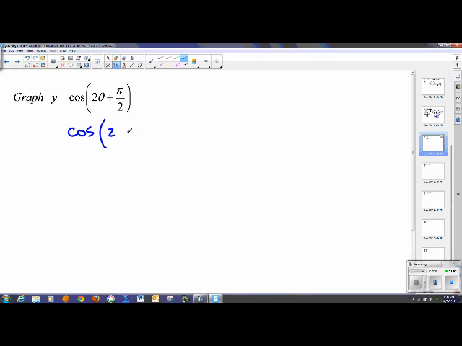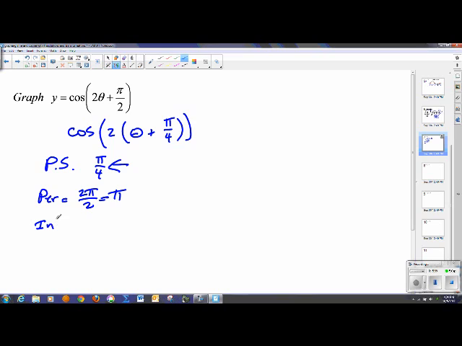I factor out the 2, and I'm left with theta plus pi over 4 after factoring it out. This gives me a phase shift of pi over 4 to the left. My period is equal to 2 pi over the k value, which is 2, so my period's pi, and my intervals are equal to the period divided by 4.